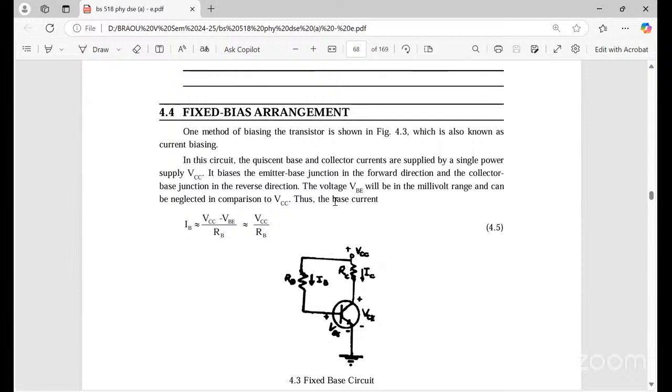The base emitter voltage will be in the millivolt range, 10 power minus 3, and can be neglected compared to VCC. So what is the bias current here? IB is VCC minus VBE by RB, because I equals V by R. So that is VCC by RB, because VBE is much lesser than VCC. That's why we are neglecting VBE, the base emitter voltage. So the remaining is VCC by the base resistance RB.